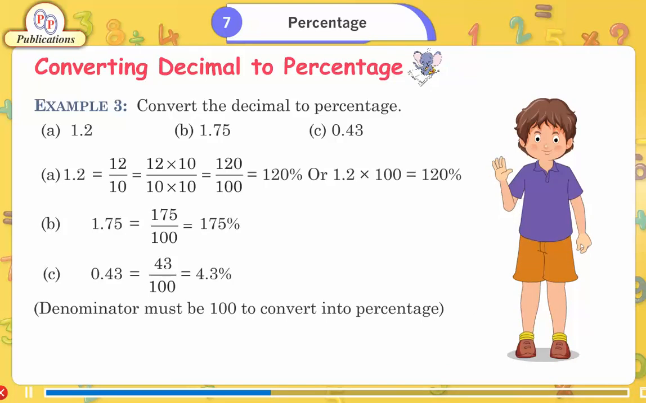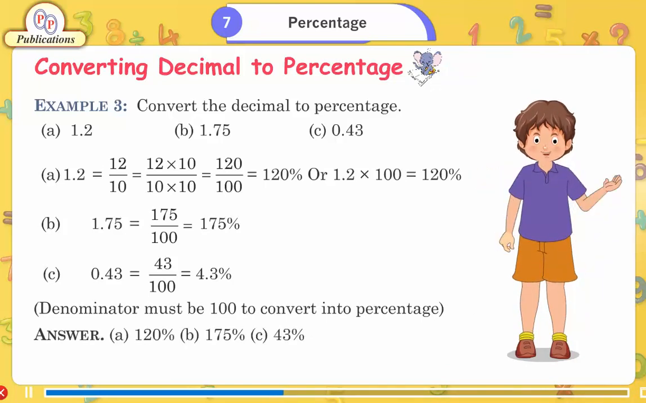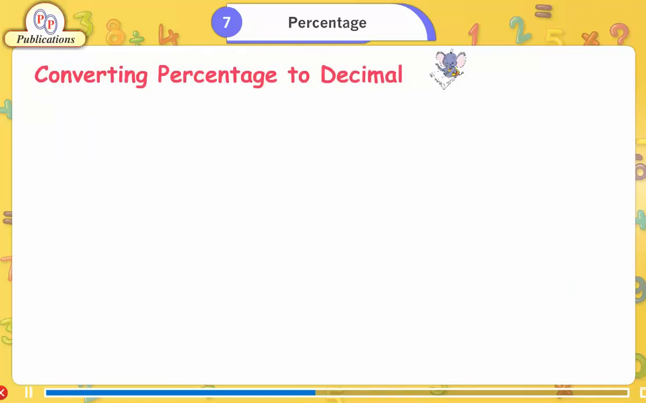Denominator must be 100 to convert into percentage. Answer: A. 120%, B. 175%, C. 43%.